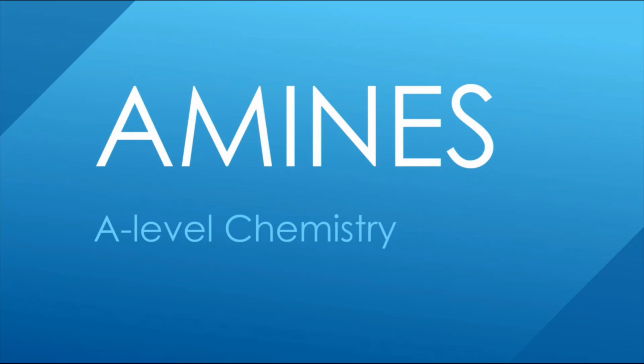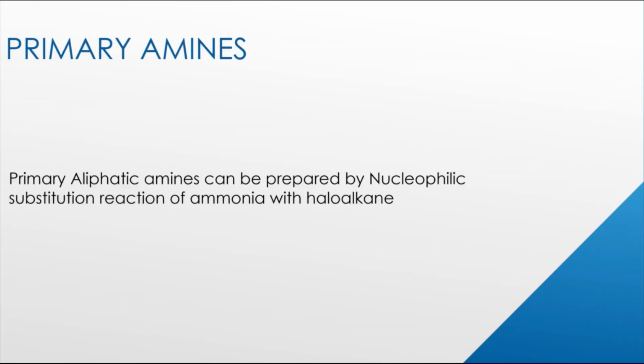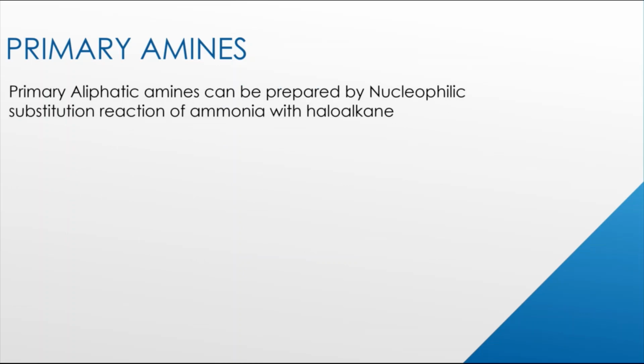In this video I will be going through amines, and this is from the A-level chemistry curriculum. So let's begin. So first, looking at making primary aliphatic amines. So these can be prepared by undergoing a nucleophilic substitution reaction of ammonia with haloalkane.